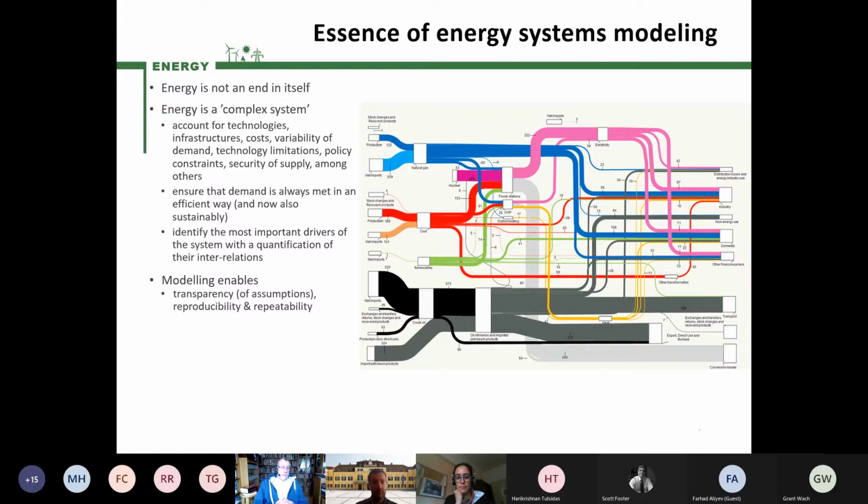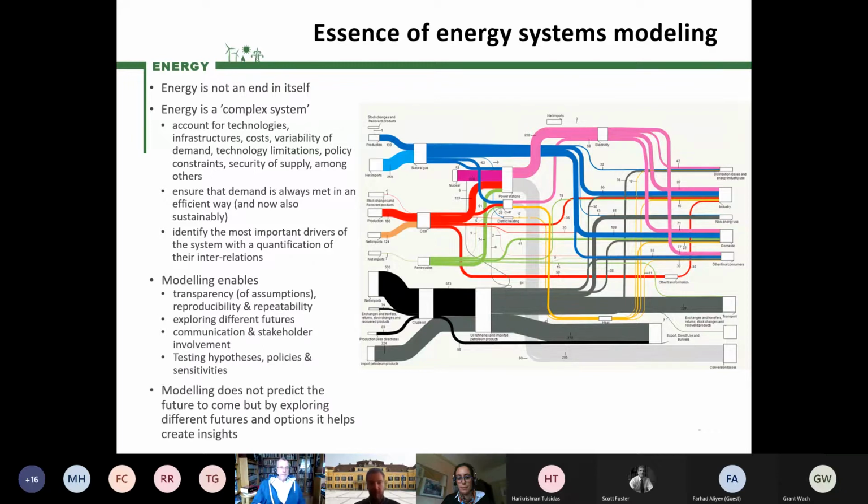In energy systems modeling, as we do it at IIASA, and Behnam will talk about this in a bit, we have to ensure that demand is always met in an efficient way and now, of course, also sustainably. So there is one basic equation: supply will be larger than or equal to demand. Next, Behnam. Click.